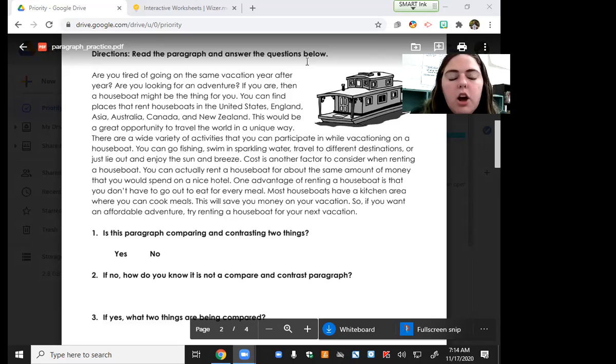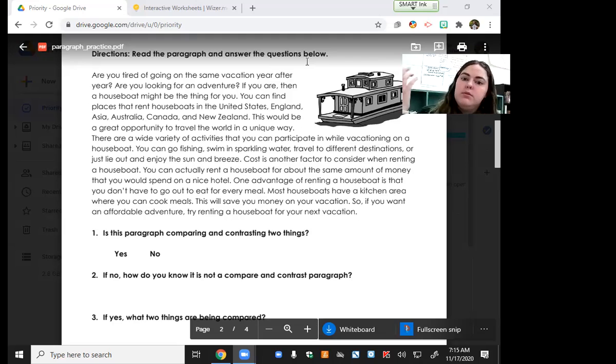and breeze. Cost is another factor to consider when renting a houseboat. You can actually rent a houseboat for about the same amount of money that you would spend in a nice hotel. One advantage of renting a houseboat is that you don't have to go out to eat for every meal. Most houseboats have a kitchen area where you can cook meals. This will save you money on your vacation, so if you want an affordable adventure, try renting a houseboat for your next vacation. So let's think about, what were we talking about?